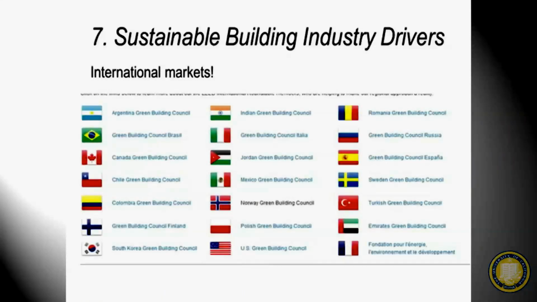In the international markets, I was just at a wedding where my friend's marrying a man from South Africa, and he works on South African green building. They have a program there also. So there are many countries that are moving in this direction also.